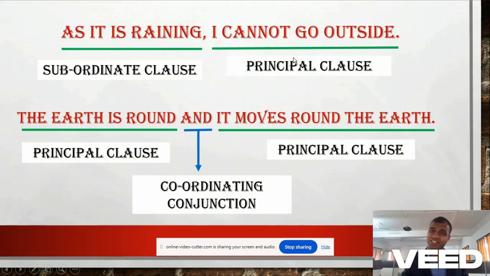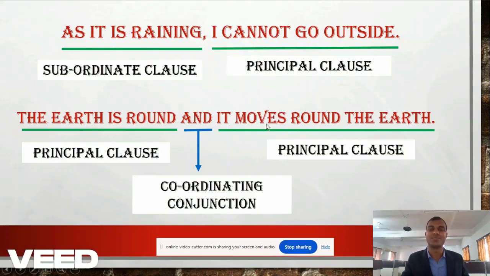The second part can stand on its own. If you say I cannot go outside, that means you are expressing your inability to go outside. It does not require the help of the first part. So this second part can stand on its own, but the first part cannot stand on its own. That's why this is called subordinate clause, and this one is called principal clause. You can see another example of coordinate clause: The earth is round and it moves around the sun. Here both the parts of the sentence can stand on their own because both of these are principal clauses.